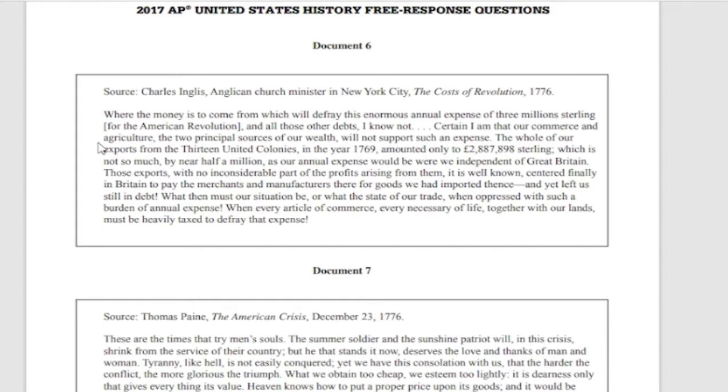Where the money is to come from, which will defray the enormous annual expense of 3 million sterling for the American Revolution and all those other debts, I do not know. Certain I am that our commerce and agriculture, the two principal sources of our wealth, will not support such an expense. The whole of our exports from the 13 colonies in the year 1765 amounted to only 2 million sterling. Is not so much by nearly half a million as our annual expenses would be were we independent.